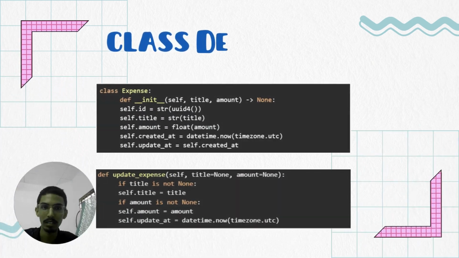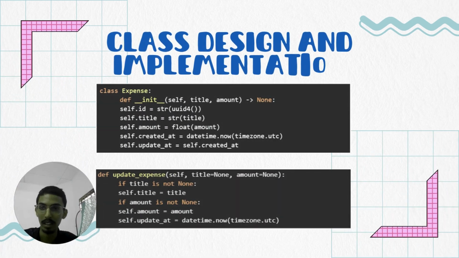In the first class, which is the expense class, the design and implementation has a number of attributes. In the expense class, we have a few attributes: ID, title, amount, and the date that is created. So these are the attributes that describe the expenses that will be inserted by the user, namely ID, title, amount, created at, and update at.